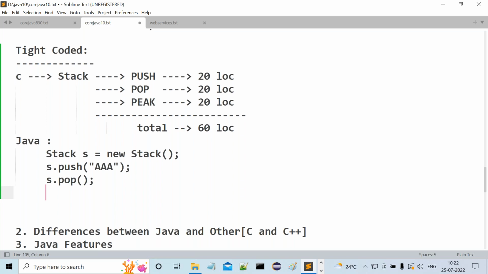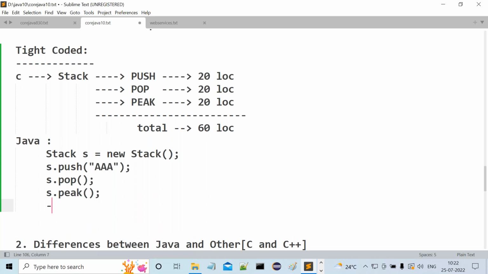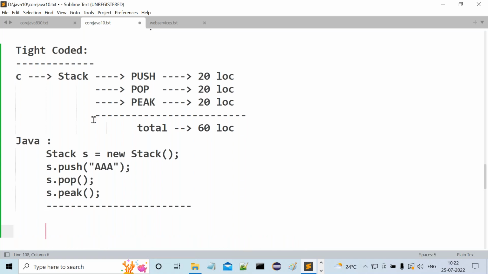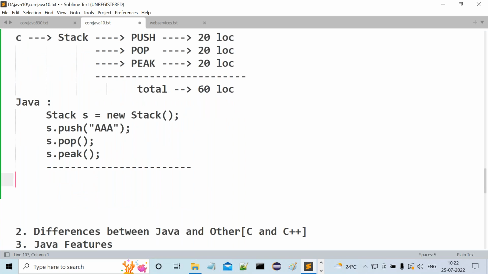Next one is S.peek. My peek operation is completed. That's it. All my stack operations are completed. Guys, observe carefully. Now tell me, in the Java programming language, how many instructions did we use to complete the stack operations? Just 4 instructions. Am I right or not? Overall 4 lines of code. But in the C programming language, 60 lines of code we have written. But in the case of Java, how many lines of code? 4 lines of code.